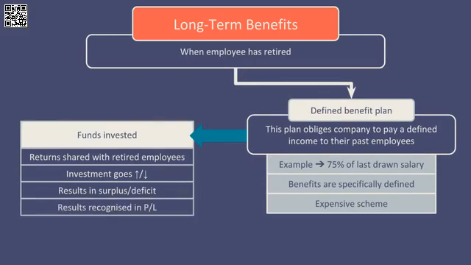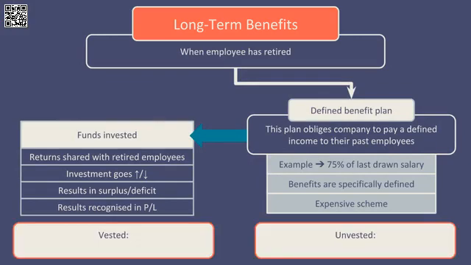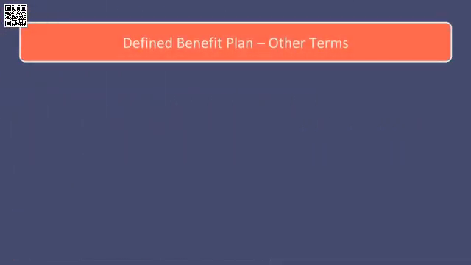You are going to hear the terms vested and unvested. When we talk about employee benefits, unvested means that the ownership hasn't transferred to the employee, and vested means it has. There are some new terms that you need to become familiar with when accounting for defined benefit pension funds.